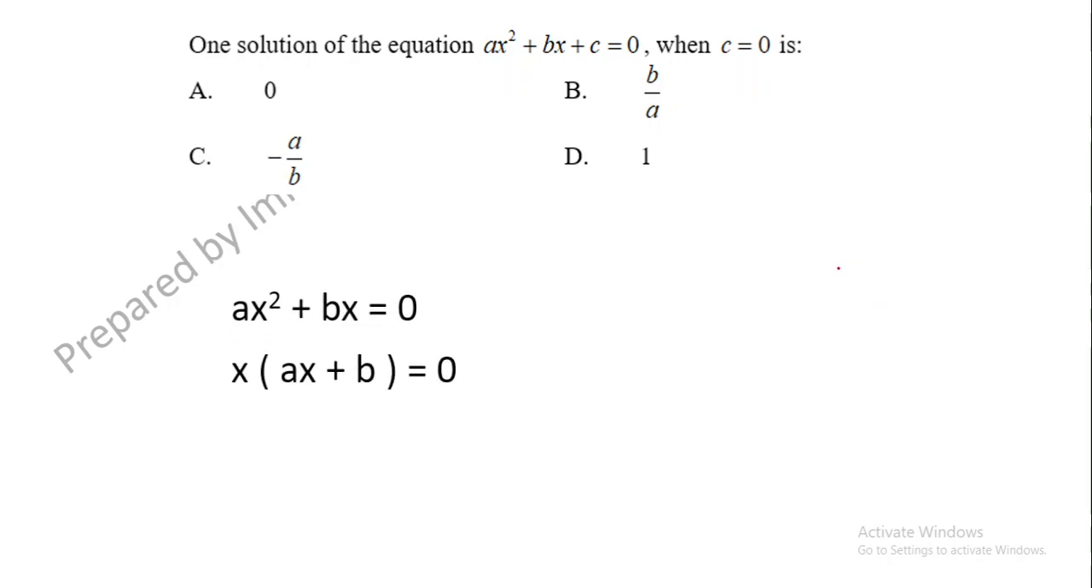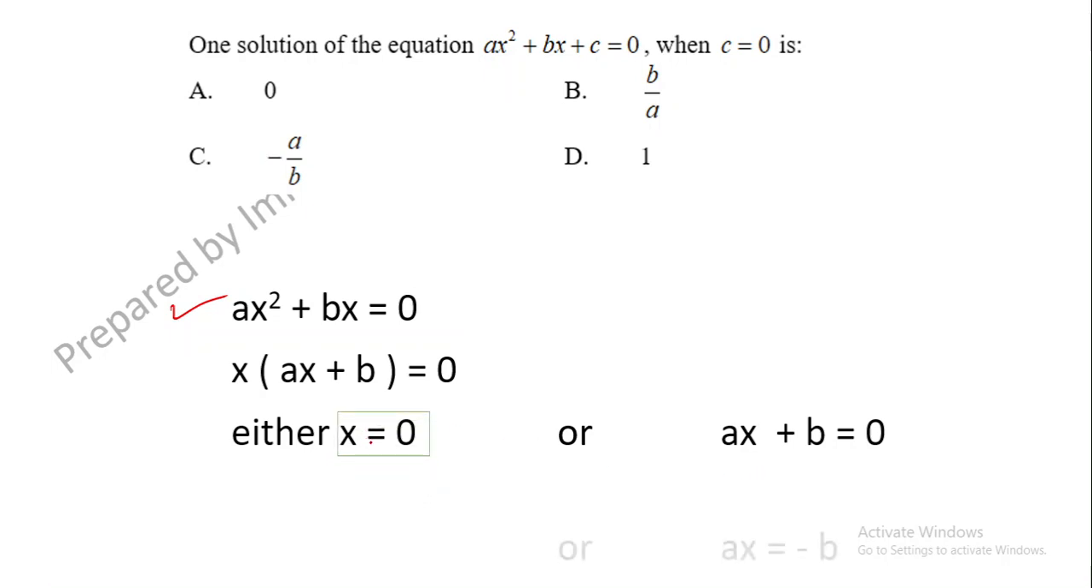So we know that c is equal to 0, so the equation will be ax squared plus bx is equal to 0. Now take x common, so x(ax plus b) is equal to 0. Either x can be 0 or this expression will be 0. So this is my first solution. The second solution will be ax is equal to minus b. You move this a to the other side, so minus b over a.